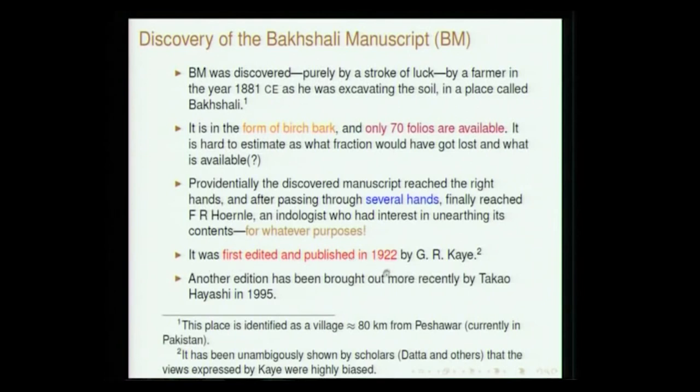and this was first published in 1922. I was referring to Kaye. Kaye was the first person to publish it in the form of a text. The manuscript is still there, but it is in London. Recently it was edited once more and published by Hayashi. Hayashi is a Japanese scholar who has published quite a few works, and one of them is this Bakhshali manuscript. The place of discovery, they say, is close to Peshawar, around 80 kilometers away, and it is named after the village where it was discovered.